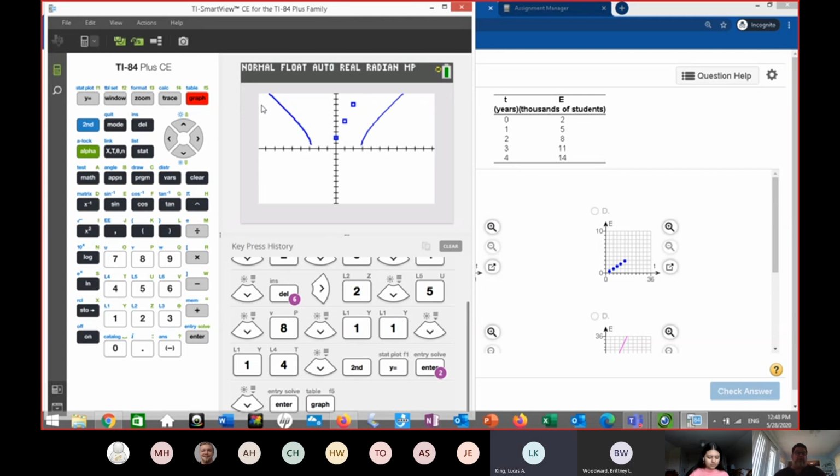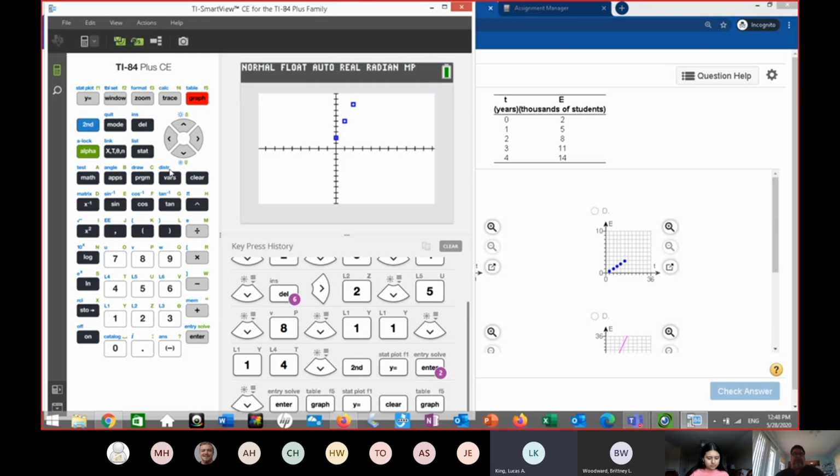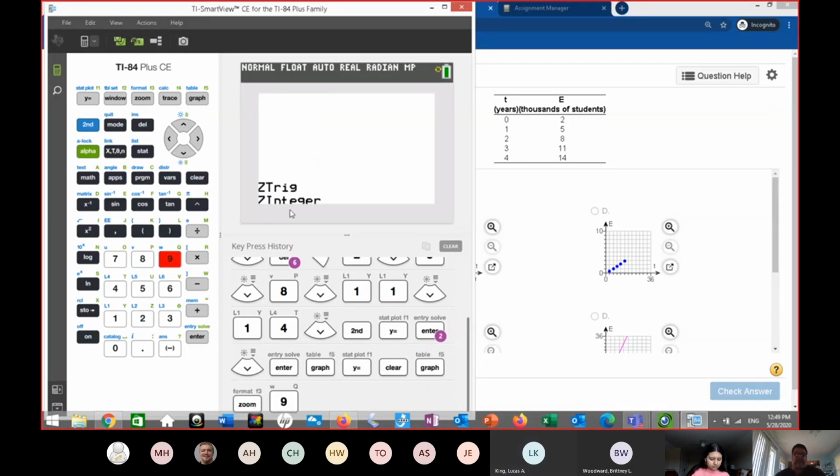Oops, my bad. I got a limit function in there from yesterday. Sorry about that. There we go. Now, I only got 3 points, so we need to fix that. So go to zoom and stat, which is 9. There you go.